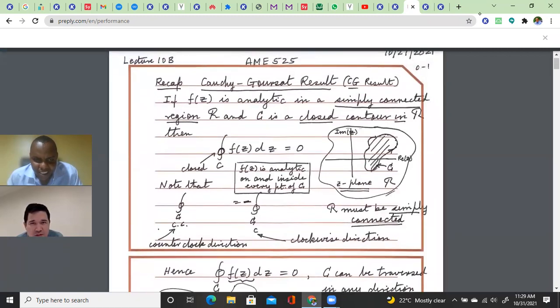Cauchy-Goursat result. CG result. Cauchy. Okay. If f of z is analytic on a simply connected region and C is a closed contour in R, then that integral is going to be 0.